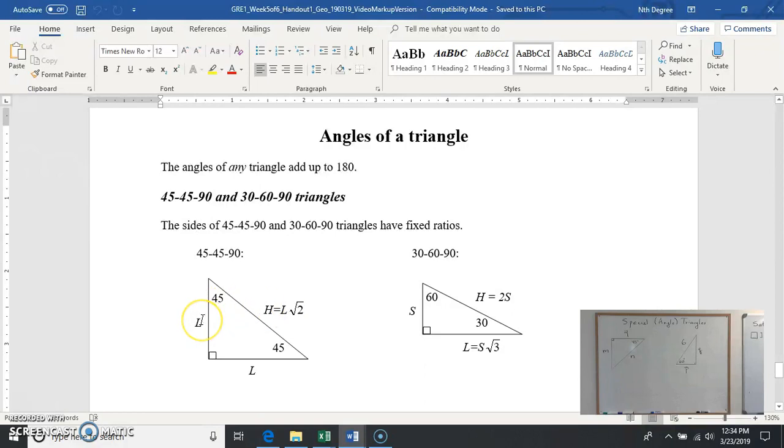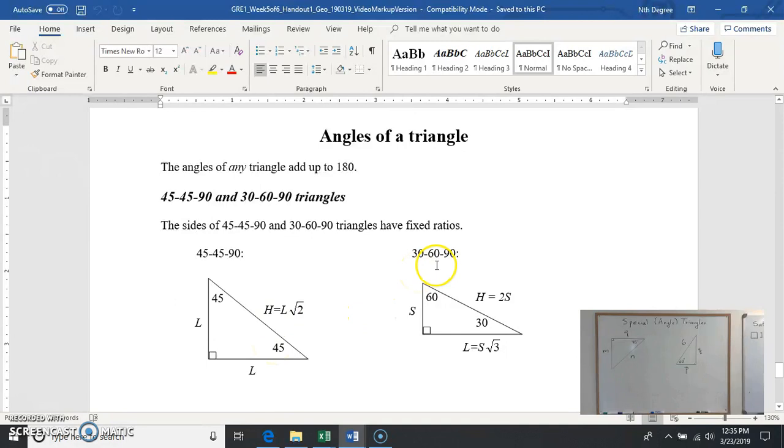So again, if you replace L with any number, then that number gets replaced in all three of these L's, right? So if this number becomes a 6, then this becomes a 6, and this becomes 6 times the square root of 2. Or if this L becomes a 5, if the hypotenuse is 5 times the square root of 2, then this is a 5, and that's a 5. So think about all those L's as changing to a number all at the same time. They all have to change together.